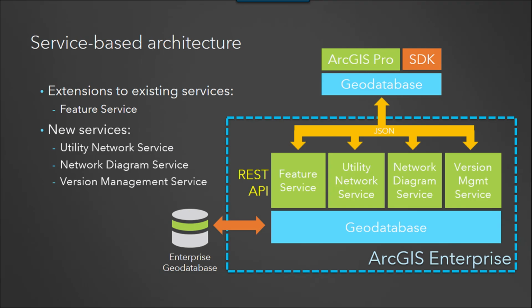And the versioning service, with the 10.6 release and our new versioning model, can work without a utility network. As I said earlier, many of these new capabilities, like attribute rules as well, work across all of the geodatabase and all of our services capabilities. These are all new platform capabilities.